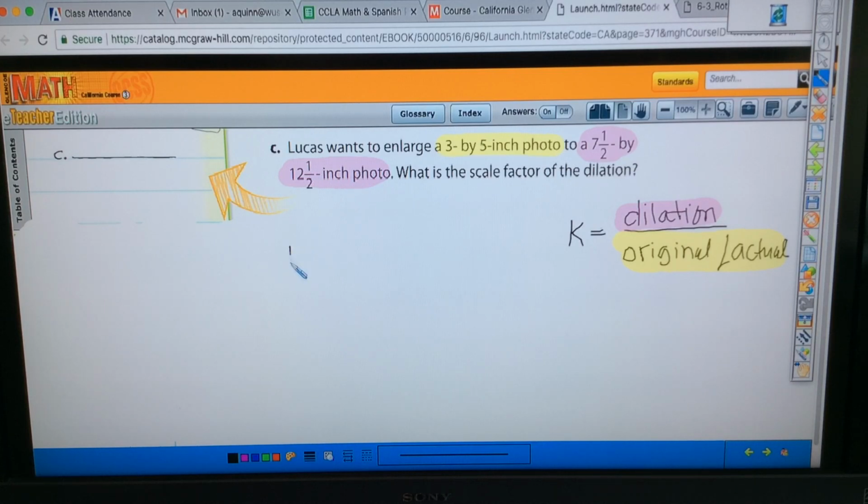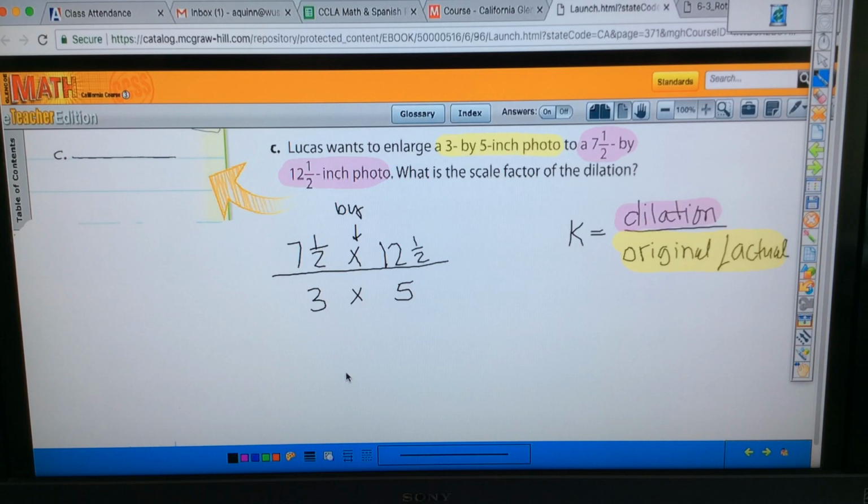which is going to be 12.5 by, this doesn't necessarily mean times, it means by. So 12.5 by 7.5. You know what, I'm going to be consistent. I'm going to put the 7.5 first: 7.5 by 12.5. Okay, and in the denominator, I'm going to put 3x5.